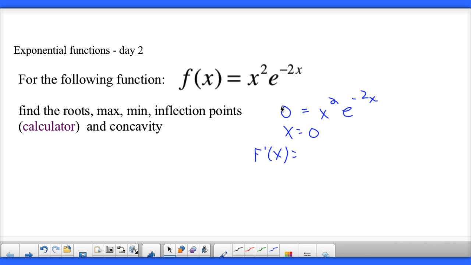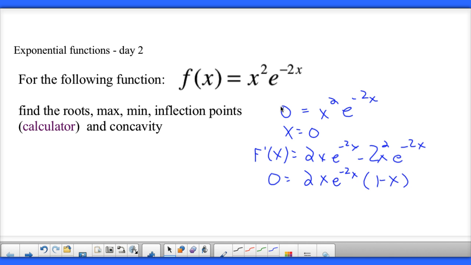So we'll do the derivative of this function using the product rule. That would wind up being 2x e to the negative 2x minus 2x squared e to the negative 2x. Now, to figure out when that's equal to 0, we'll factor a 2, an x, and e to the negative 2x out. What's left? How about the quantity 1 minus x?